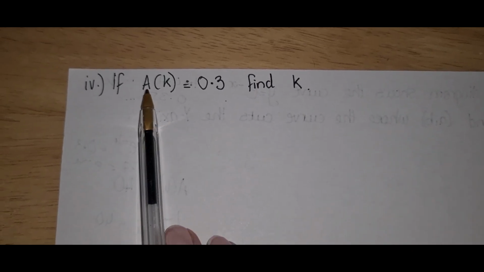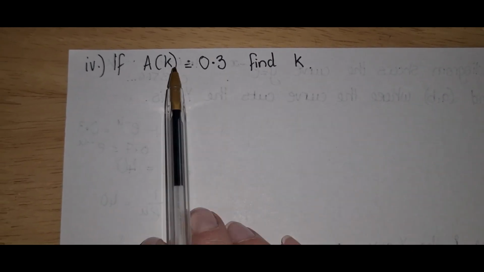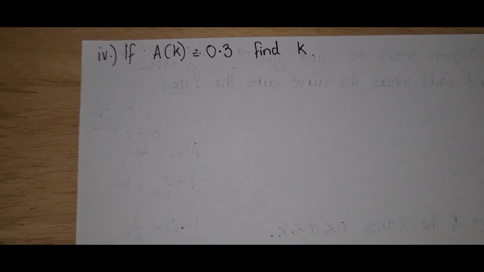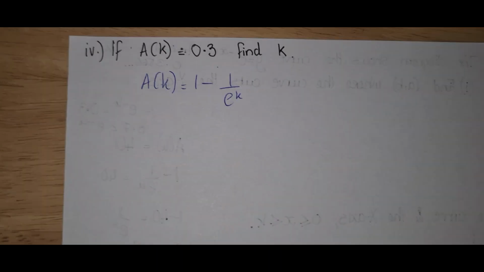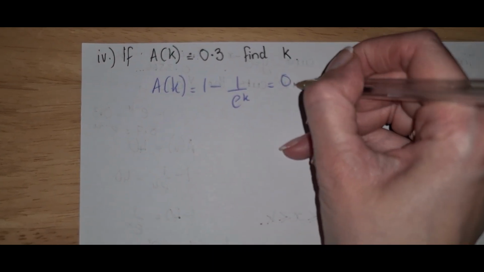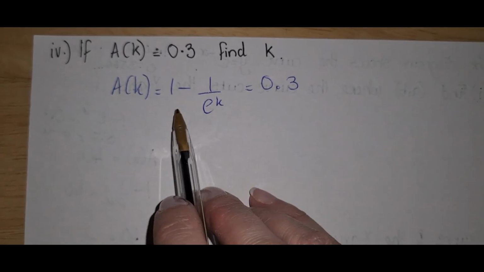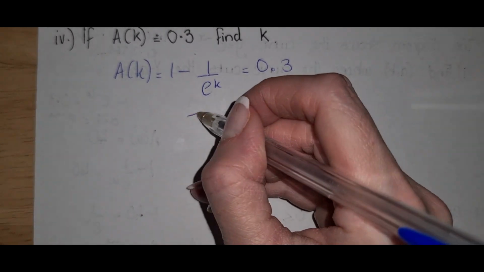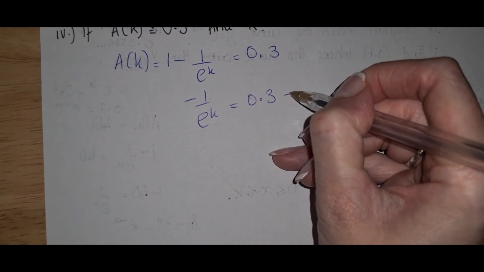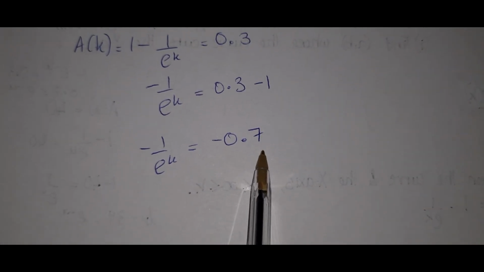Part 4, if a of k is equal to 0.3, find k. So if the area is equal to 0.3, we're looking for k. So I'm going to put down the formula for area that we just got, right, which was this value. So I'm just going to let that equal 0.3. So all we're solving now is an exponential equation. So I would bring the 1 over and subtract it. So you'll have 1 all over e to the power of k is equal to 0.3, take away 1. That would tidy up to be minus 0.7.